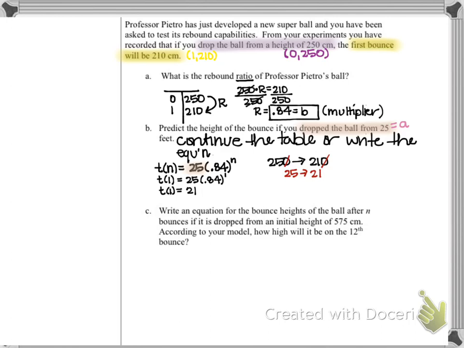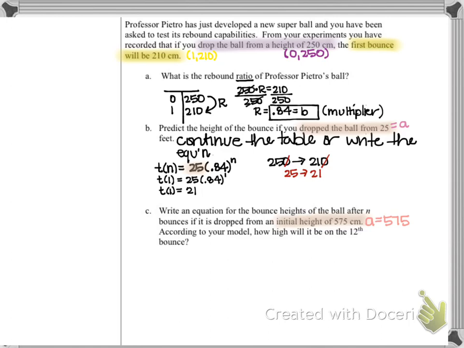Okay, part C, write an equation for the bounce heights of the ball after n bounces if it's dropped from initial height. Okay, the initial height's changing again. So initial height of 575. All right, so let's say if this is going to be 575, then that now is our A value. So A is 575. Okay, still the same ball though. So the bounciness ratio is still 0.84.